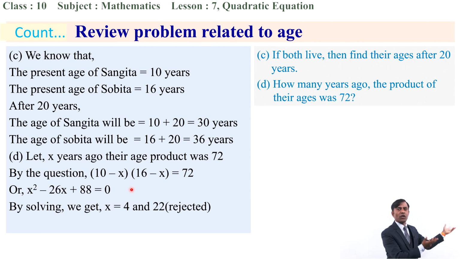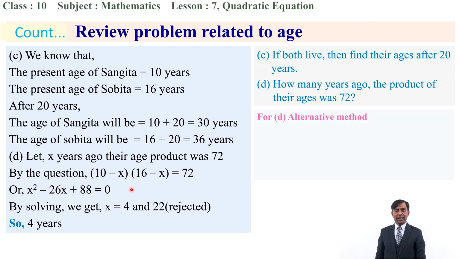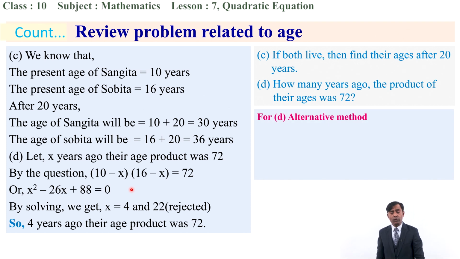How could their product be 72 22 years ago? Both of them were not born then. That is not possible, so even though it is positive, we have to reject it. So 22 is not possible, and x is equal to 4 is possible. So 4 years ago their age product was 72.